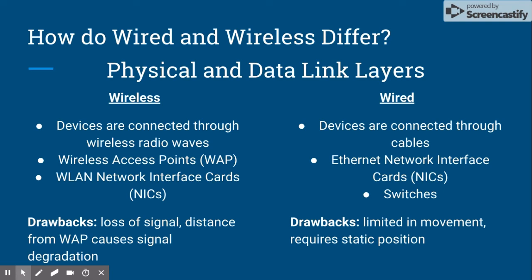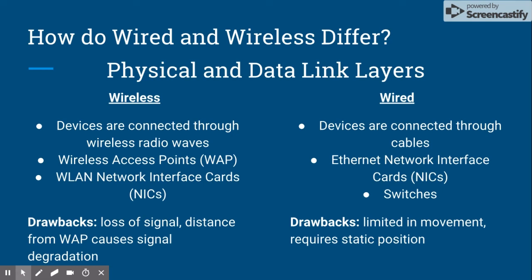On wireless networks, however, they use WLAN network interface cards, wireless rather than Ethernet. The drawbacks of the wireless network are loss of signal and the distance from the wireless access points, which can cause a signal degradation. Therefore, it's important when designing a wireless network to ensure that your wireless access points are put in places that can be easily accessible to your devices.